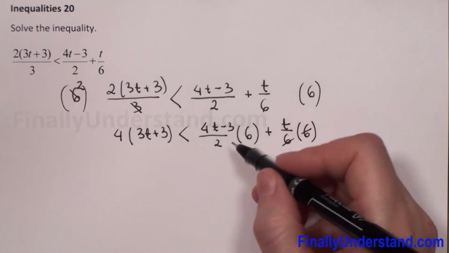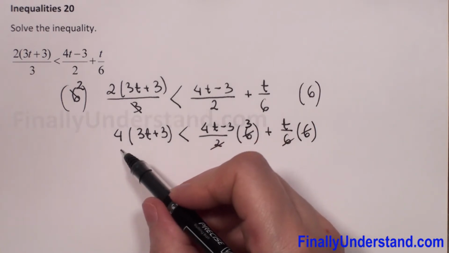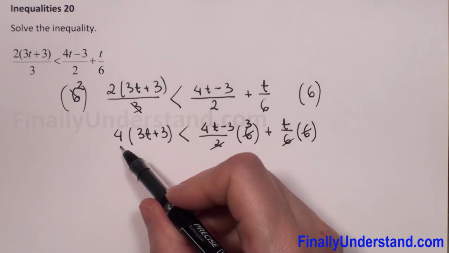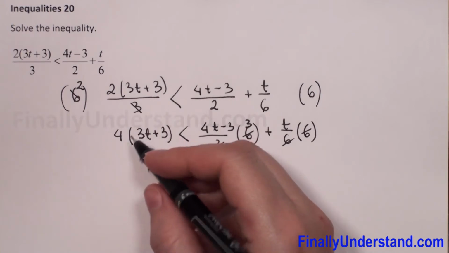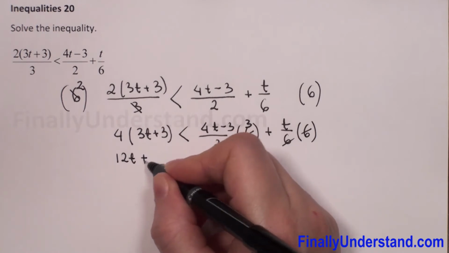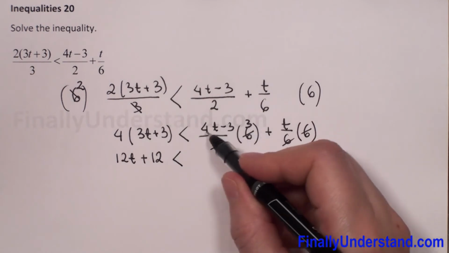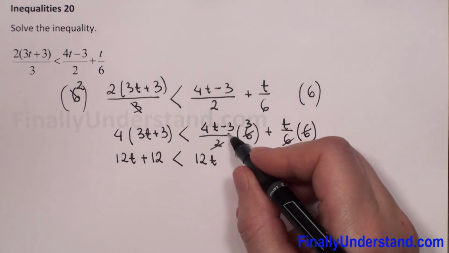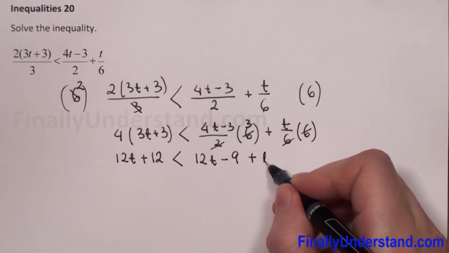6 and 6 will cancel. 2 and 6 will be 3. So now on the left side, I have to use the distributive law and multiply 4 by whatever is in parentheses. So I have 4 times 3t will be 12t, 4 times 3 will be 12, is less than 3 times 4t will be 12t. Negative 3 times 3 will be negative 9 plus t.